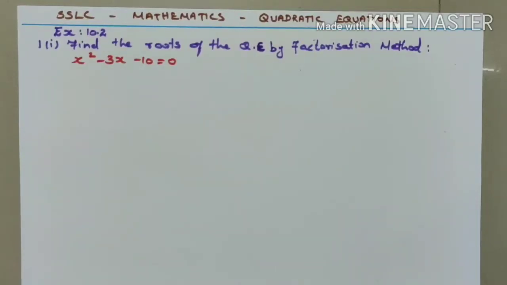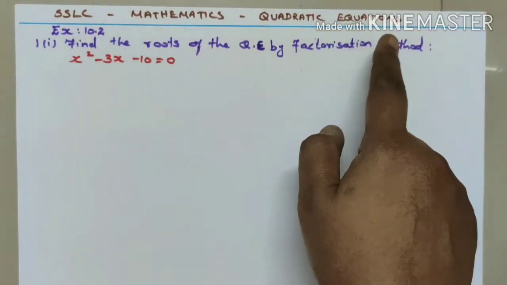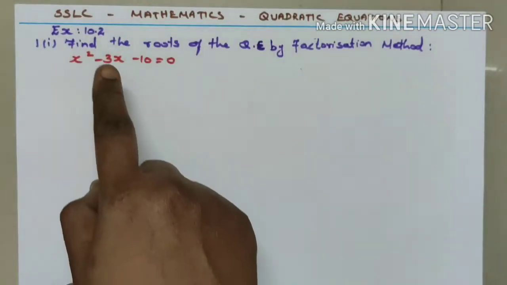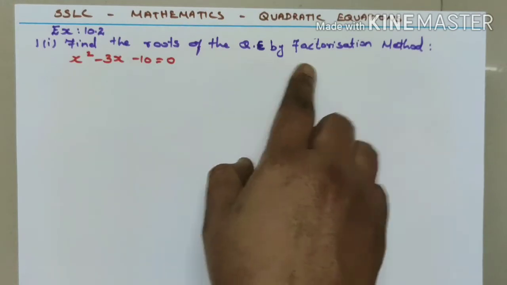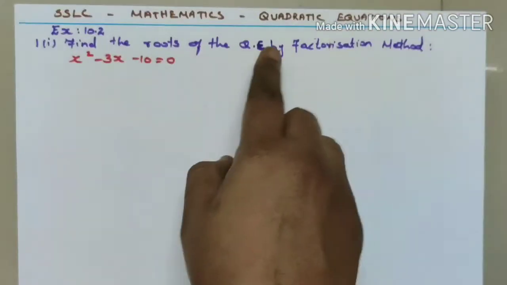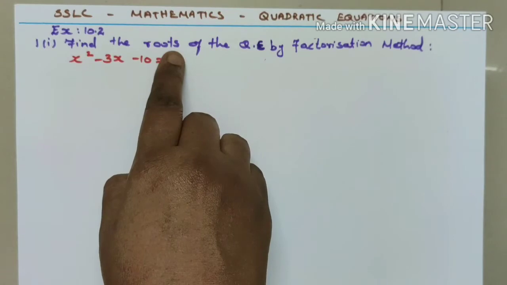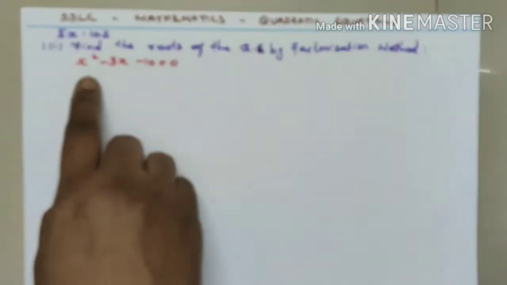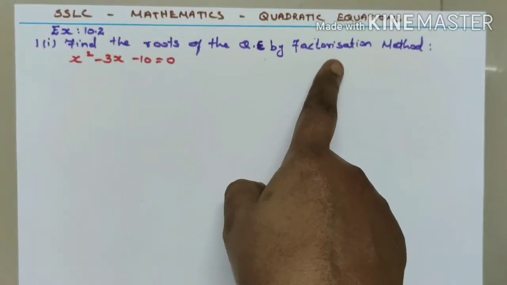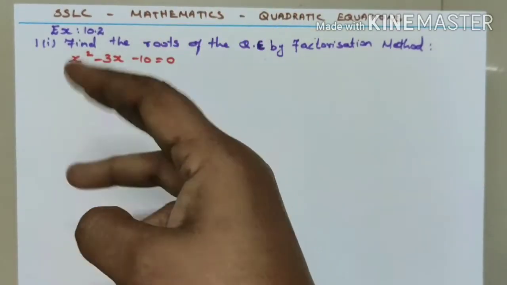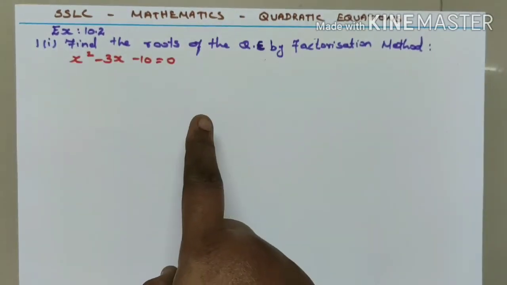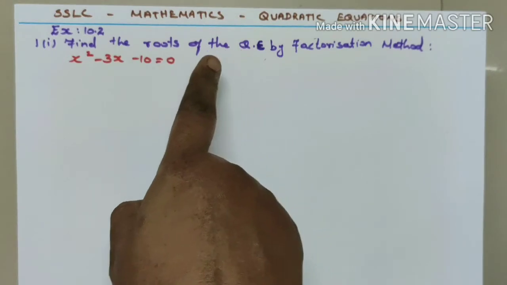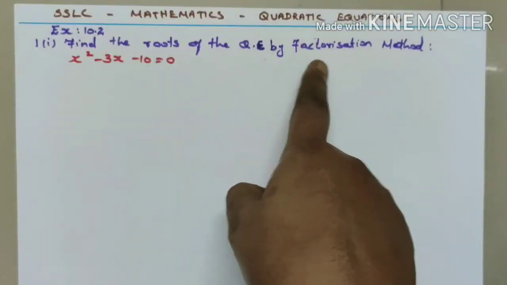Today's topic I am going to explain is quadratic equations, exercise 10.2, first question. We should find the roots of the quadratic equation by the factorization method. Finding the roots means we should find the value of x. To find the value of x there are three methods. One is the factorization method, the second is the formula method, and the third is the completing the square method. For this question we will be finding the value of x by using the factorization method.